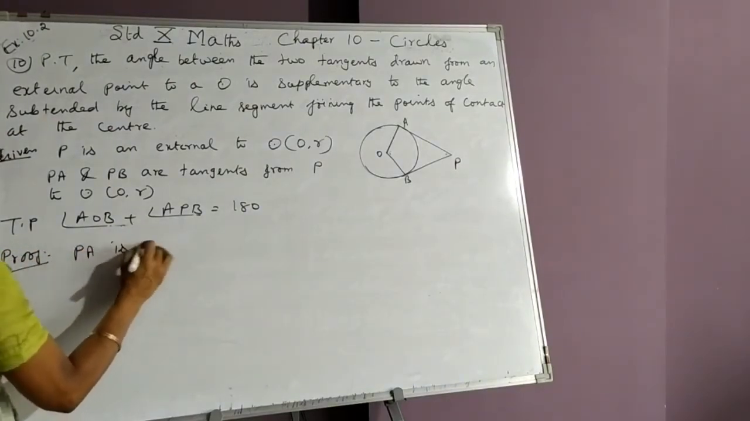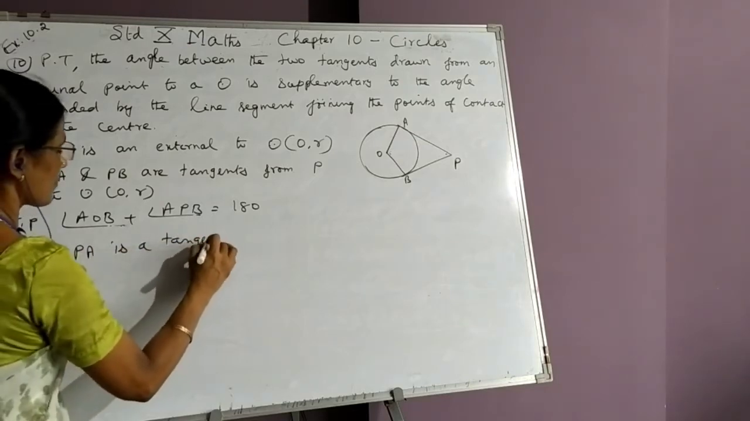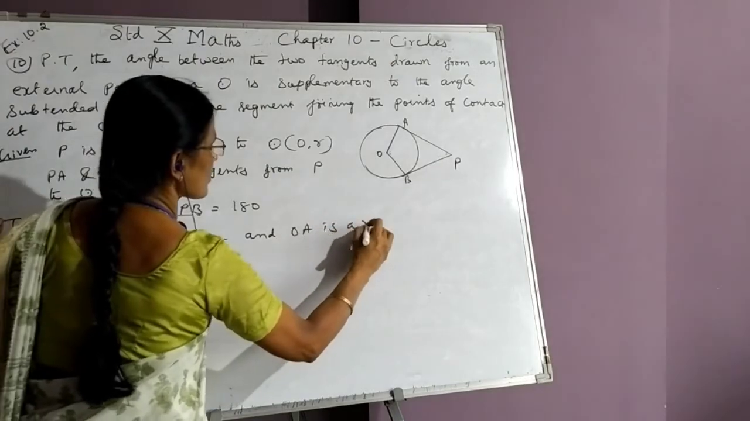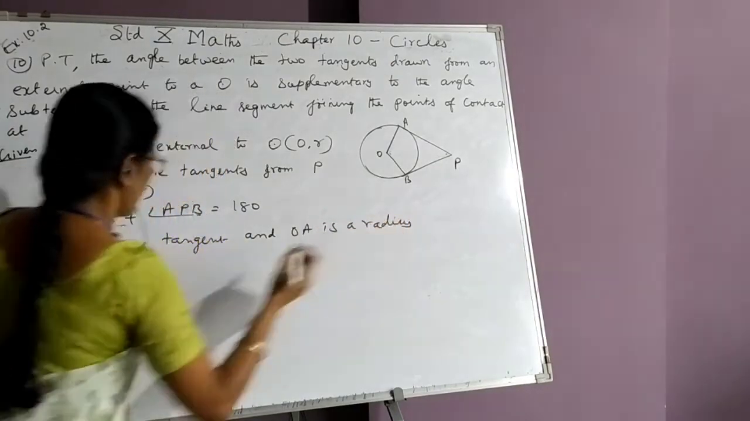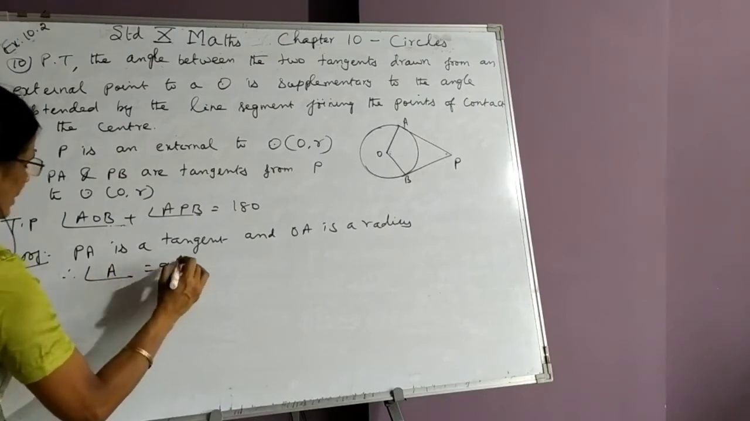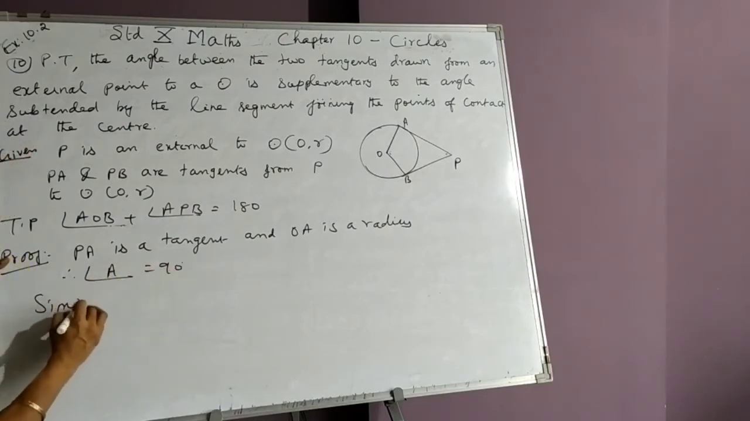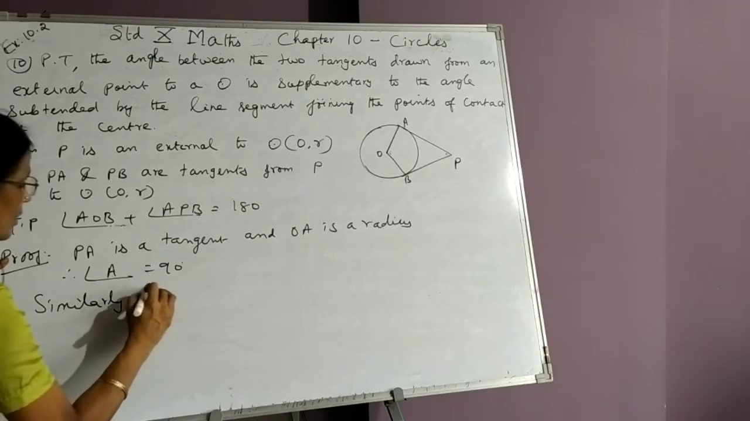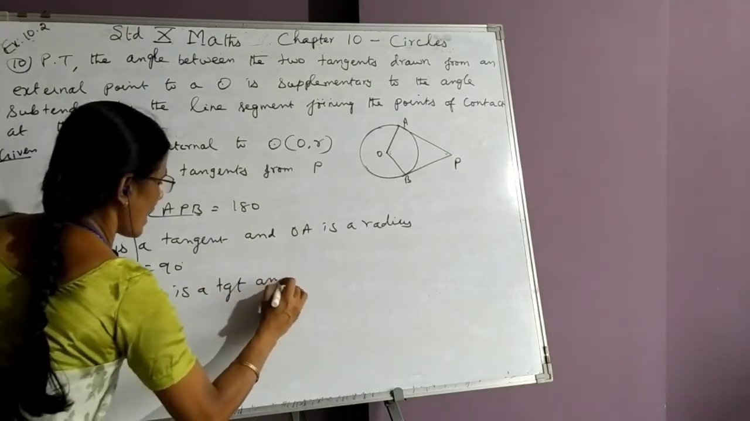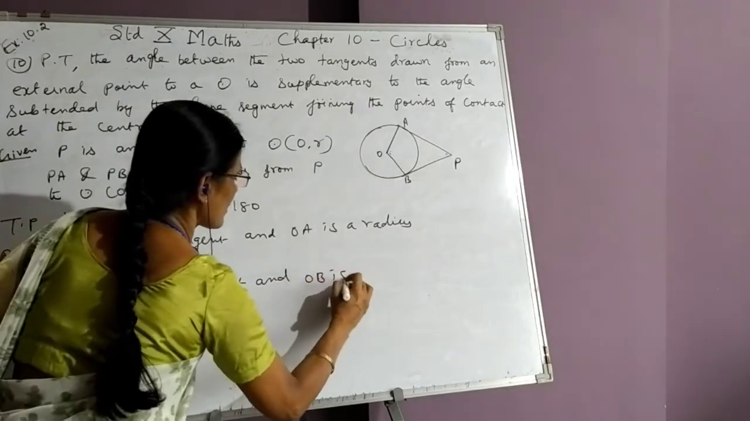So PA is a tangent and OA is a radius. Therefore, measure of angle A is 90 degree. Similarly, PB is a tangent and OB is a radius.